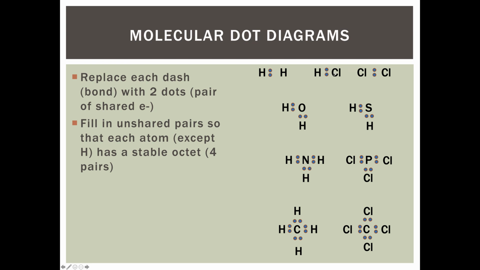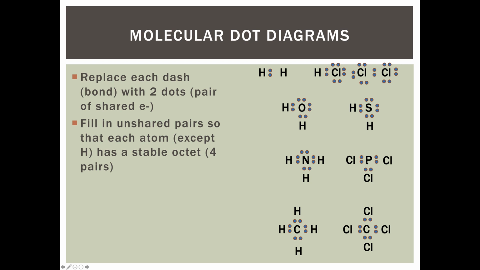For example, this chlorine already has one pair of electrons, so give it three more pairs, and now it'll have a stable octet. These chlorines are sharing one pair. Give each of them three more pairs, and they'll both have stable octets. This oxygen is sharing two pairs. Give it two pairs more, and there's a stable octet. Same with the sulfur. This nitrogen is sharing three pairs. Give it one more, and it'll have a stable octet.